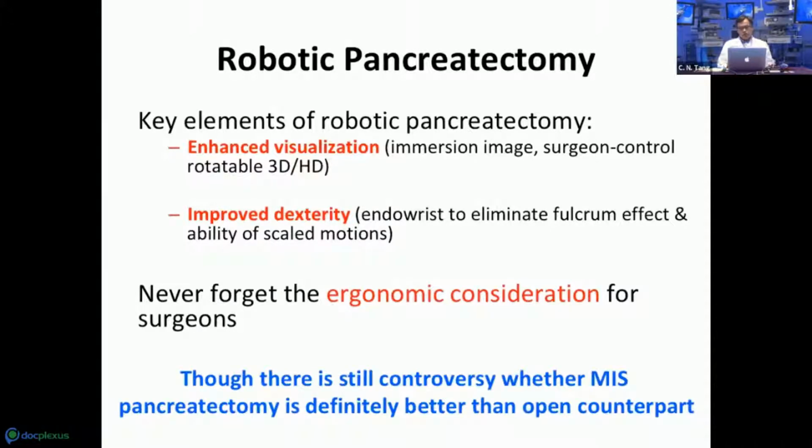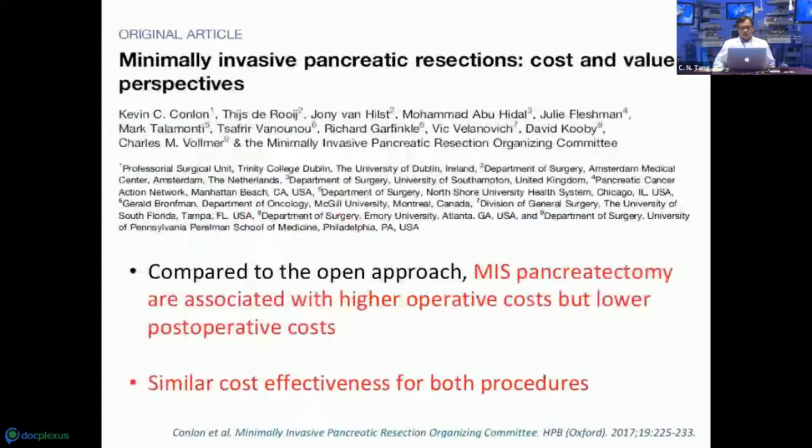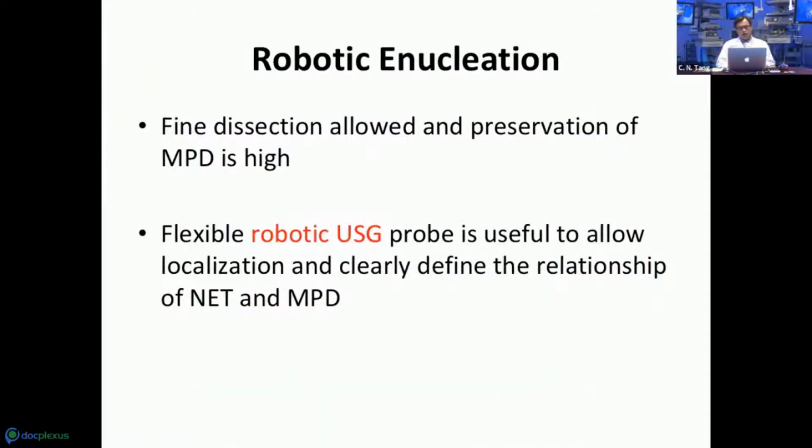And even though at the moment there's still a lot of controversy whether MIS pancreatectomy is definitely better than open pancreatectomy, this is a review article comparing open versus MIS pancreatectomy. I think the operative cost for MIS pancreatectomy is definitely higher, but with lower post-operative cost, and both procedures are considered to be equally cost-effective. In robotic pancreatectomy, the procedure is simple, but fine dissection is required. And robotic ultrasound will give you very good localization as well as define the relationship between the tumor and also the MPD.